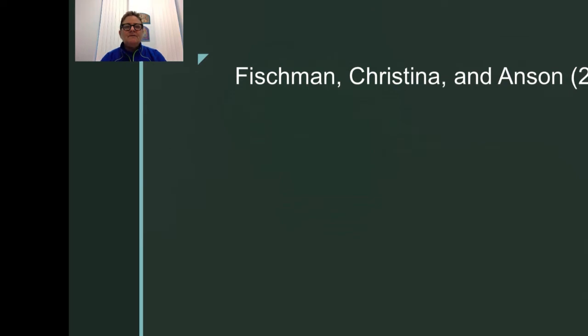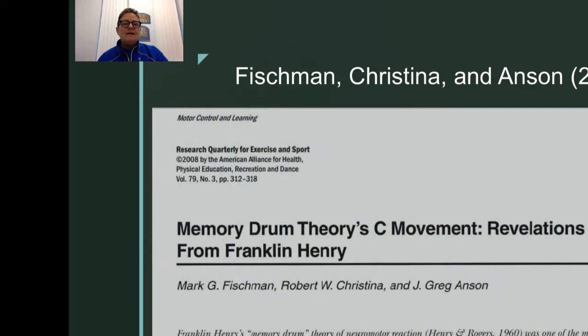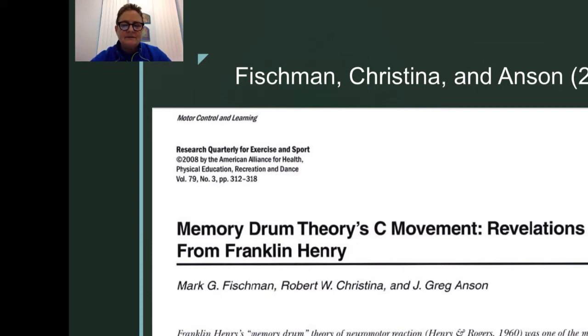In this slide set, I'm going to begin by talking about the work of Fishman, Christina, and Anson. You'll remember that Henry published his memory drum theory in 1960 with one of his students, Donald Rogers. At any rate, in 2008, Fishman, Christina, and Anson published a paper called Memory Drum Theory's C Movement, Revelations from Franklin Henry. You can see from reading this abstract excerpted here that there is a major error in the memory drum theory, and that is that the way that the C movement is described, that's the most complex of the three movements, that pattern cannot actually be displayed by any human being.